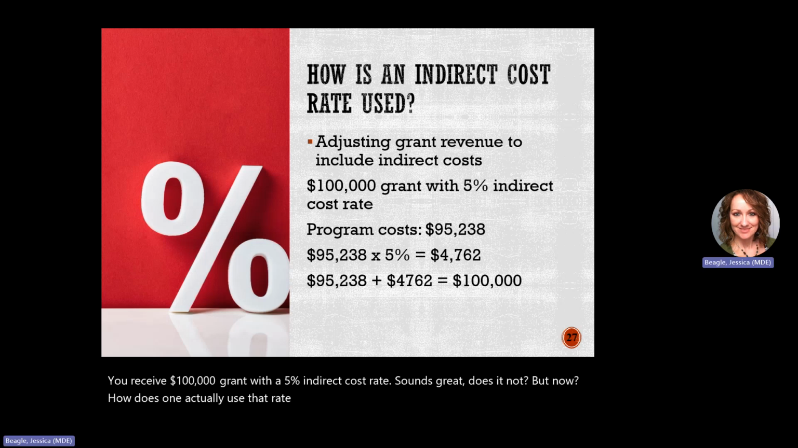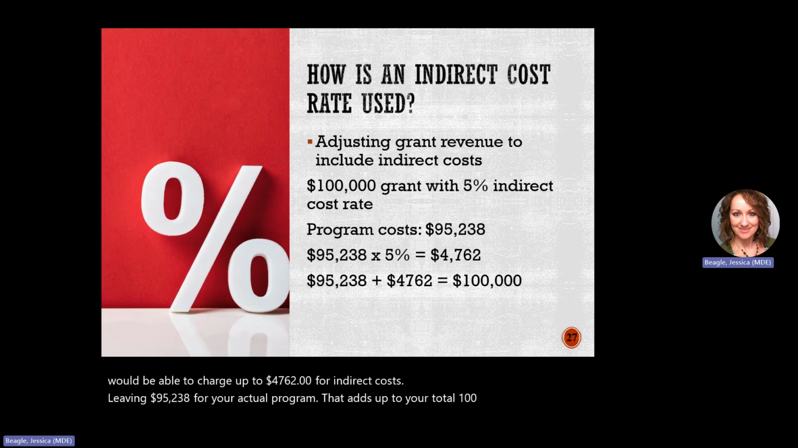Here's the important part. We simply do not take the 5% of the total grant amount. Instead, we apply the 5% to program costs. In this case, you'd be able to charge up to $4,762 for indirect costs, leaving $95,238 for your actual program. That adds up to your total $100,000 grant amount.